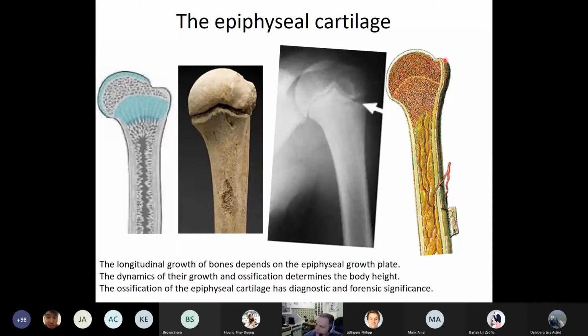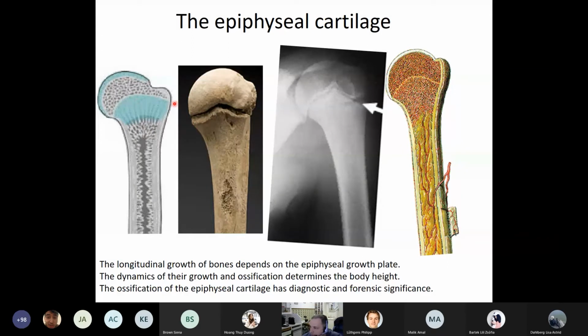Earlier, I mentioned that I will explain what this epiphyseal line is. This is related to the process of the growth of the bone. The epiphyseal cartilage is the place where the longitudinal growth of the bone takes place. So if you take an X-ray of your shoulder, most of you are under 24 years of age.